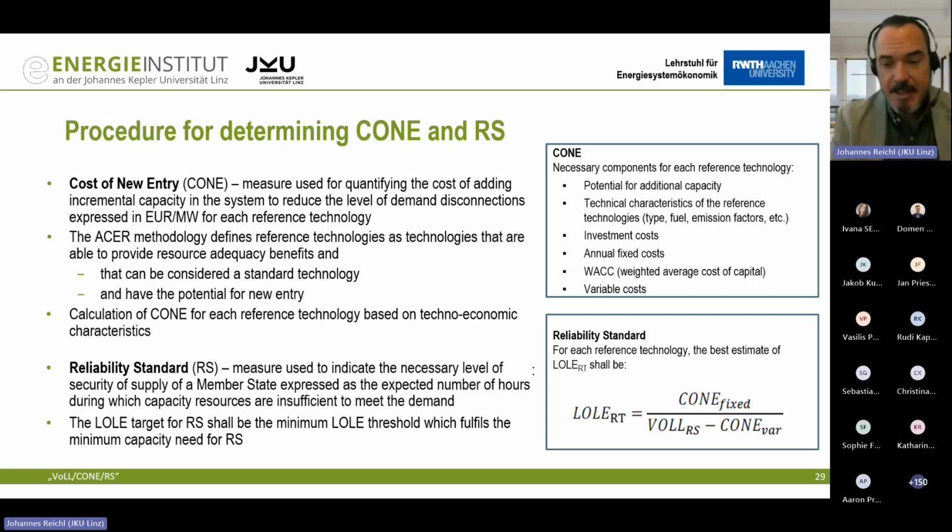Now, the reliability standard is meant to present the sweet spot of the costs versus the benefits, where the benefits are given by the avoided lost load. And then we have this formula in the right corner of the slide that tells us the fixed costs of such a capacity installment divided by the value of lost load minus the costs incurred during avoiding the outage are the loss of load expectation that we have here to consider as the reliability standard.